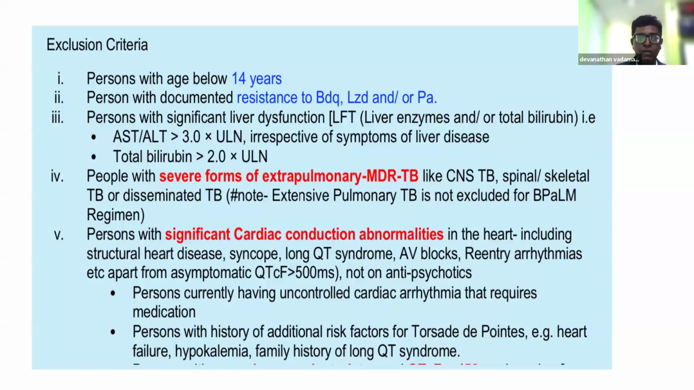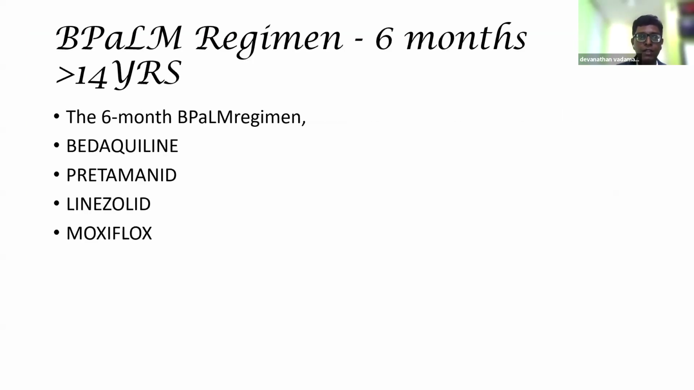So we have to go for the longer regimen. 6 months is the first regimen. This should be your first regimen for MDR-TB. Remember 4 drugs. At least this you remember. It's a 6 months regimen. It should only be given for patients aged 14 years and above.